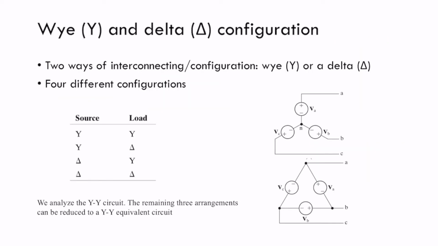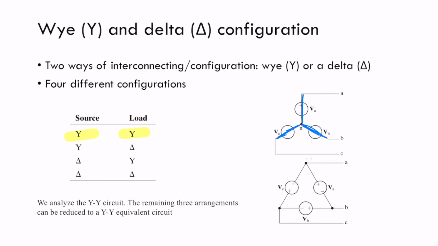I'm starting with a configuration which is Y, where those generators are connected in some kind of star, and loads also are connected in some star. I will work with this configuration, what is called Wye-Wye. Source is Y and load is Y configuration.